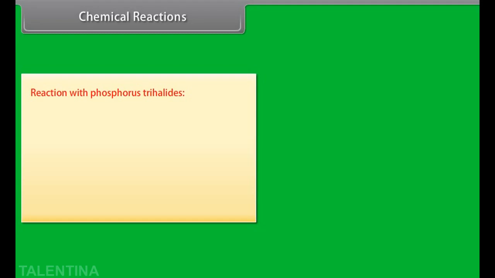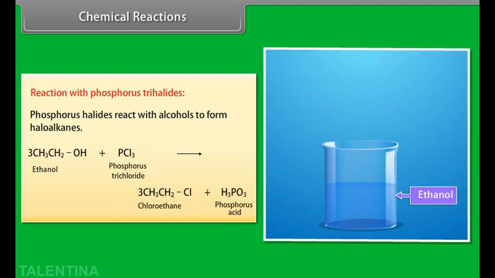Reaction with phosphorus trihalides. Phosphorus halides react with alcohols to form haloalkanes. Phosphorus trichloride reacts with ethanol to form chloroethane and phosphorous acid.